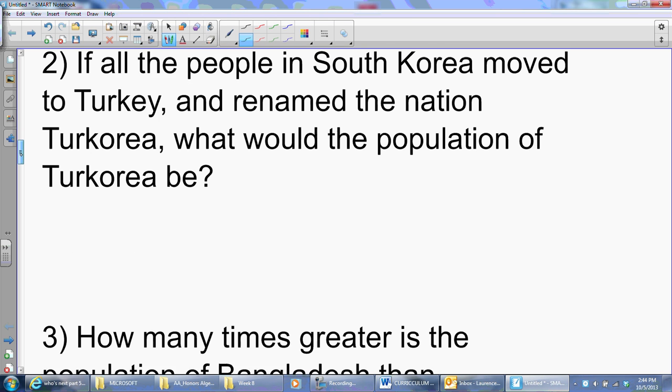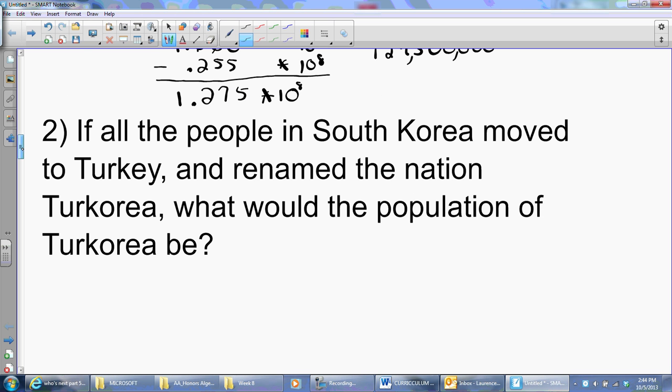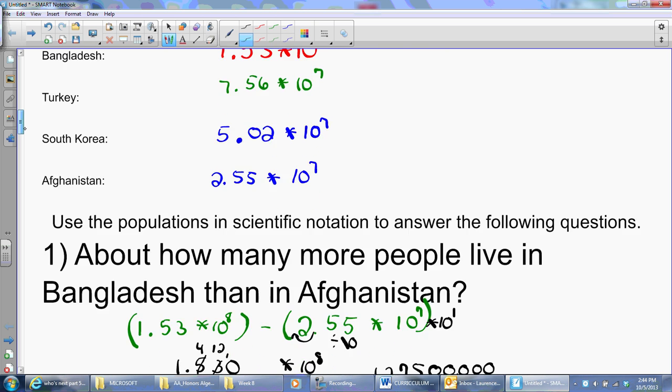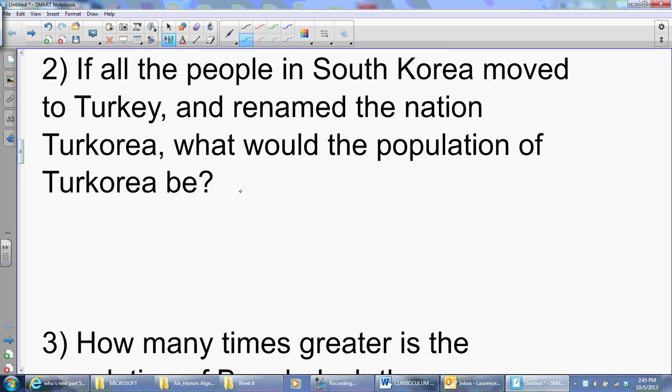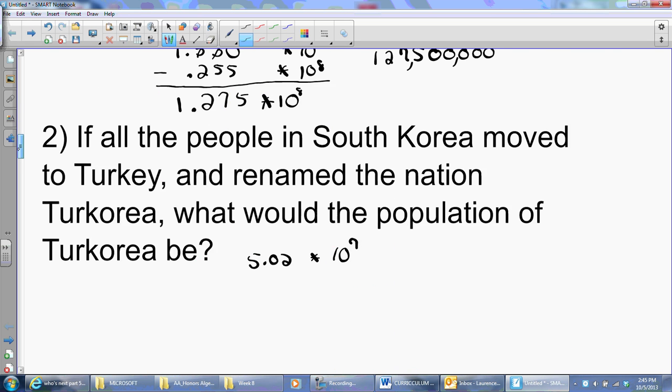All right, next problem. If all the people in South Korea moved to Turkey and renamed the nation Turkorea, what would the population of Turkorea be? So I need South Korea's population. Okay, 502 times 10 to the 7th. And Turkey's 756 times 10 to the 7th.